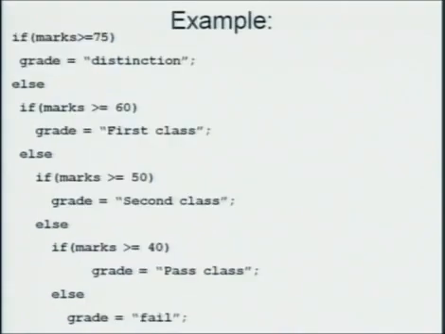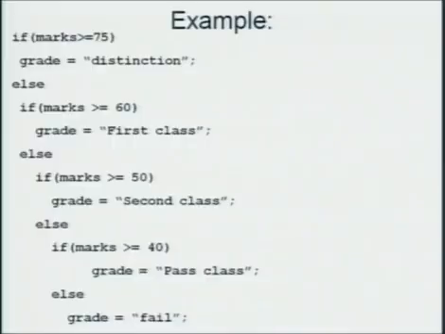Look at the example of how beneficial this if else ladder is. If we have to check the class or the grade of the marks obtained by the students, we can create an if else ladder there. If marks are greater than or equal to 75, then grade is distinction, else if marks are greater than 60, then first class, else if marks are greater than 50, then second class, else if marks are greater than 40, then pass class. If none of these conditions are matched, then at the end we have the else, that is, grade is equal to fail. This is how the else if ladder can be created in a Java program.